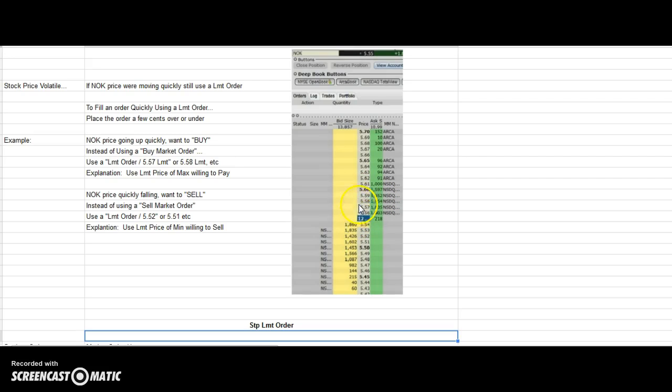But if it were to skip up even faster, all the way up to 565, and you had a market order in, it would place the order all the way at 565 for you, because that's probably not an entry you want. Now on the other side, if Nokia's price were falling quickly and you wanted to sell, instead of using a market order, you could use a limit order and put it down at 552 or 551 or 550, and then if Nokia fell 3 cents very quickly, your order would still fill.